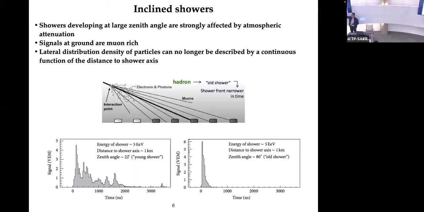This is a typical signal of a minimum ionizing particle crossing the detector and producing a burst of light. Whereas here you can basically see individual muons on top of an electromagnetic signal, which is more or less continuous in time. So that's basically what we see at ground level.